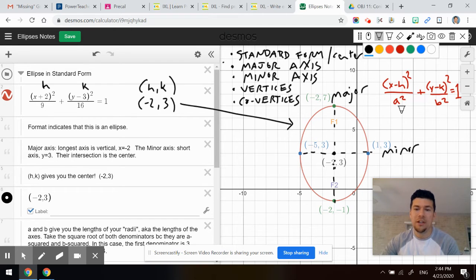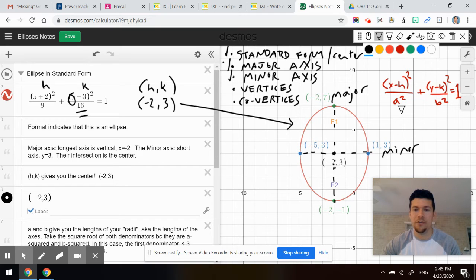Okay. So the major axis here is larger, and you'll notice that it is larger in the vertical direction because the larger number is 16 and it is underneath the y, right? While the x has a 9 underneath it, meaning that the minor axis will be smaller. Now the question is, how much smaller, or what are the actual dimensions of it? So let's see, standard form, major axis, minor axis. This gets us to our vertices.